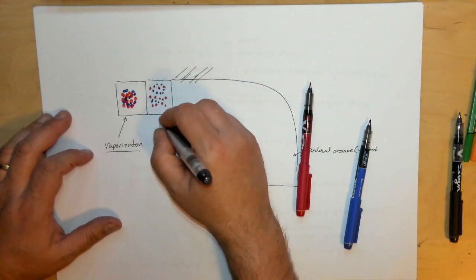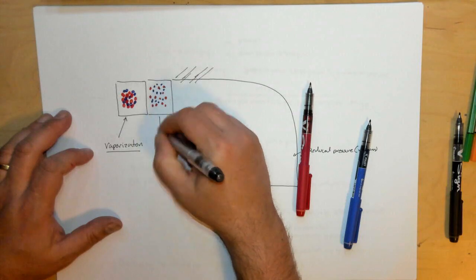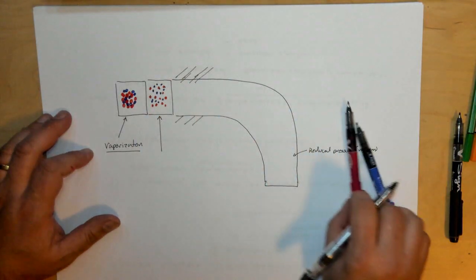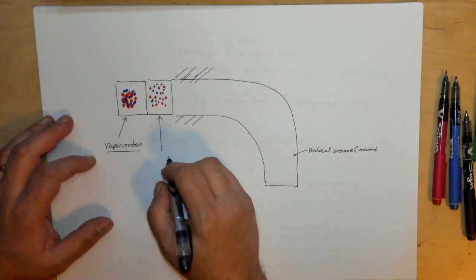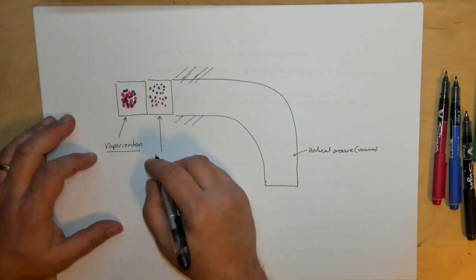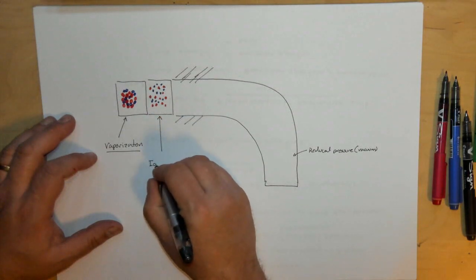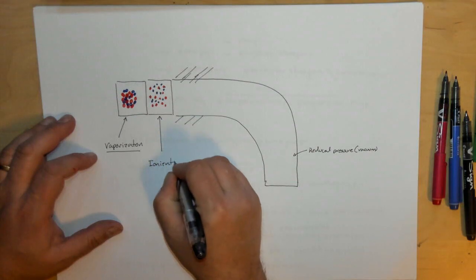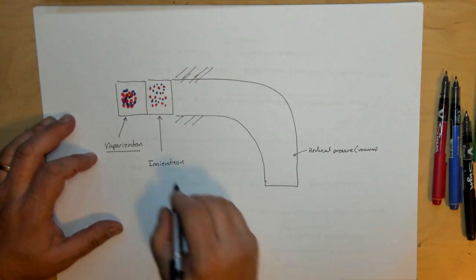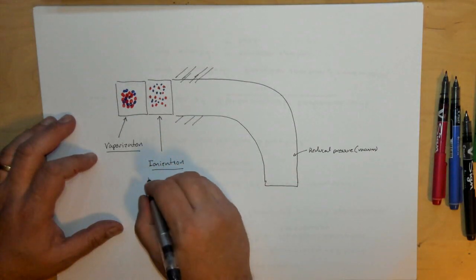And what happens then is that it enters into a section of the machine, the mass spectrometer, that basically ionizes it. So ionization takes place. And the ionization usually takes place by electron bombardment.